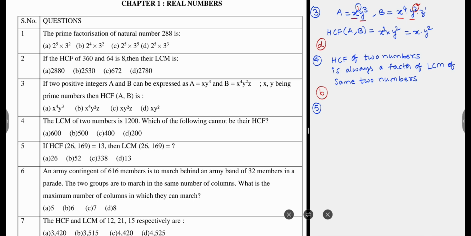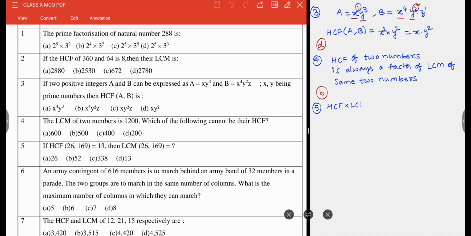Next question, question number 5. The HCF of 26 and 169. Here also the concept is the same. That is, HCF into LCM is equal to the product of two numbers. This concept we have to remember.